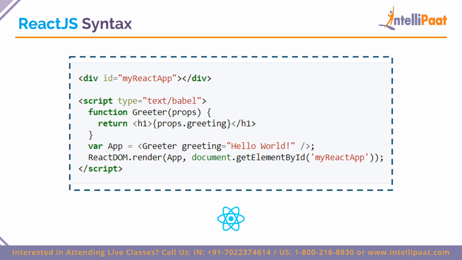On the bottom line, we have ReactDOM.render App, document.getElementById my React app. It will get this particular element, and it will return whatever the props.greeting variable contains. In this case, the greeting is equal to hello world. So in this particular example, props.greeting would return the h1 of hello world, and it would be rendered upon the HTML of the app that we are trying to develop. That is how the React.js syntax is. Just to give you an idea of it, we will be getting into it further when we implement our project.